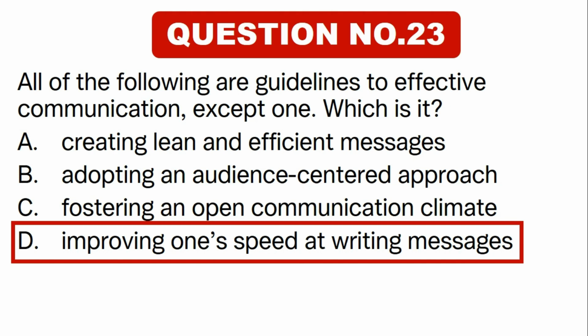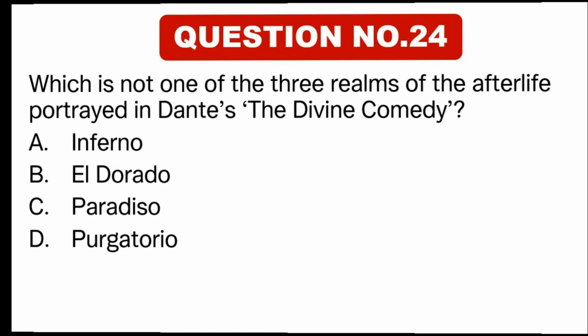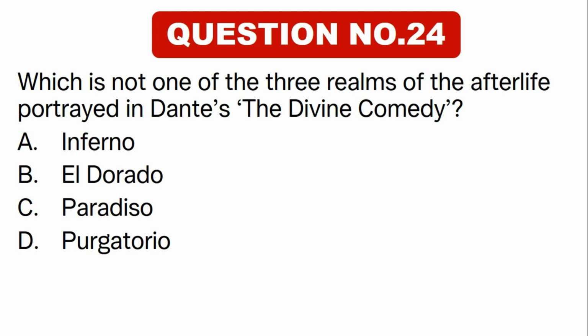24. Which is not one of the three realms of the afterlife portrayed in Dante's The Divine Comedy. A. Inferno. B. El Dorado. C. Paradiso. D. Purgatorio. Again, which is not one of the three realms of the afterlife portrayed in Dante's The Divine Comedy. A. Inferno. B. El Dorado. C. Paradiso. D. Purgatorio. Correct answer is El Dorado.